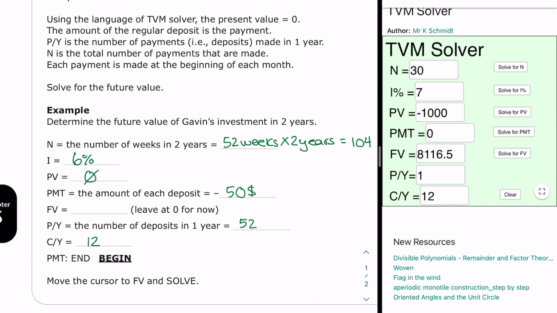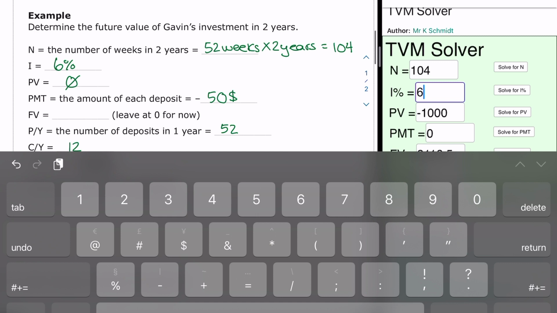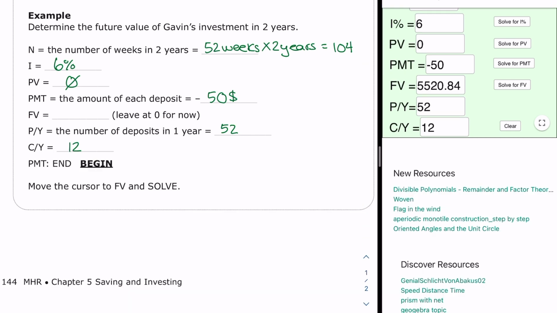Now you can come and put all these things into your TVM solver. So 104, 6%, 0, whoops. And then you're doing negative 50. Your future value is blank at the moment. And then this is 52. And we have 12. So we are going to be solving for future value. So you click solve for future value.